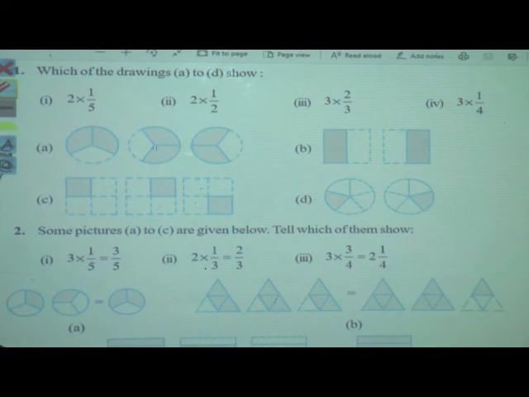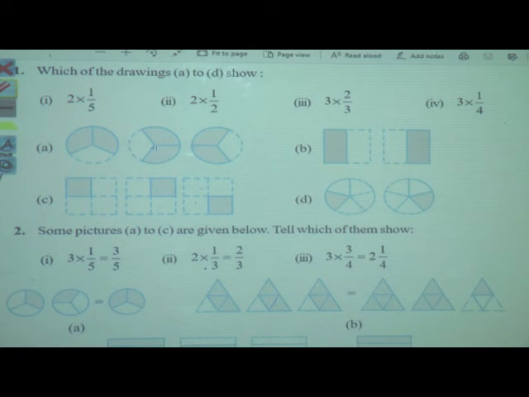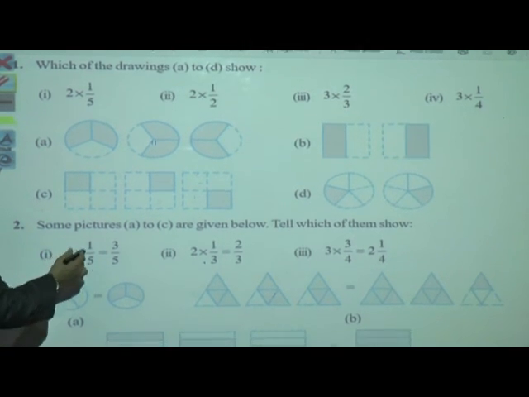Now some pictures we will see here. A to C is given below. Tell which of them shows this. Here we are having some pictures, again figures, and we are having some fractions. So 3 multiplied by 1 upon 5 means what? 3 whole multiplied by 1 upon 5.